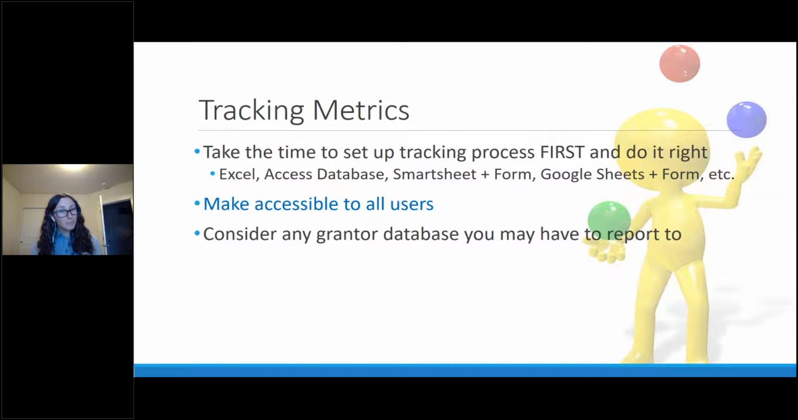Consider any grantor database you have to report to, but don't let it be your slave. In other words, if you're collecting environmental data or something else, you might also need to enter it into someone else's spreadsheet or database, Ecology or EPA or whoever it may be. So consider that first. Look at what they're asking you for so you can make sure that's in your tracking system. But don't let that dictate how you effectively set something up for yourself. But it's a really good consideration.